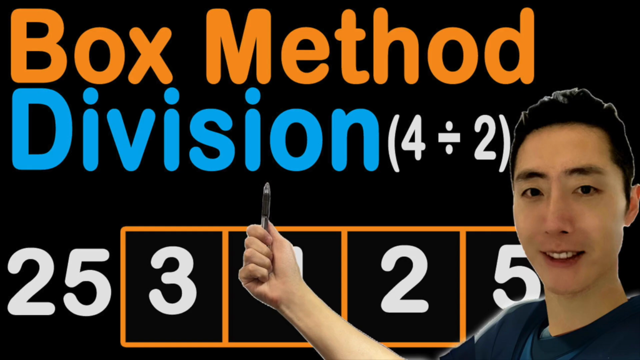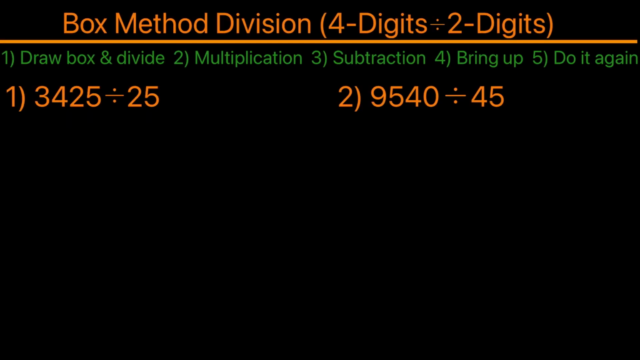In this video, I'll be going over the box method of division, 4 digits divided by 2 digits. The steps are as follows. First, we want to draw a box, and then we want to divide. Second step, multiplication. Third, subtraction. Then we want to bring it up, and then do it again. Below are 2 examples. I'll be going over each one.